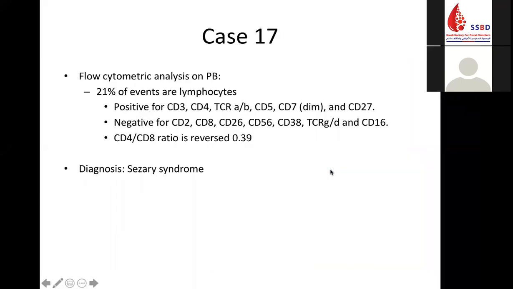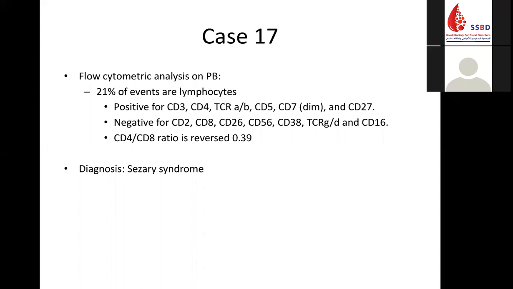The patient was confirmed to have clonal T cells by flow. It was showing CD7 negative, CD26 negative, CD2 positive, and reversed CD4-CD8 ratio. The patient was diagnosed as Sezary syndrome by tissue biopsy. However, in blood here, we confirmed that there is involvement by cutaneous T-cell lymphoma, confirmed by abnormal morphology and immunophenotyping. So this is going with the patient's condition of having Sezary syndrome.